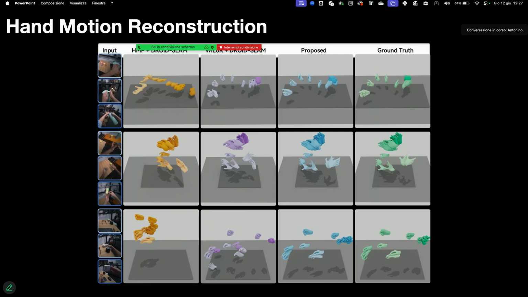Okay, let's look at the comparison of hand reconstruction. From left to right are the baselines, our method, and the ground truth. As you can see, our method has much better results compared to the baselines and is much closer to the ground truth.